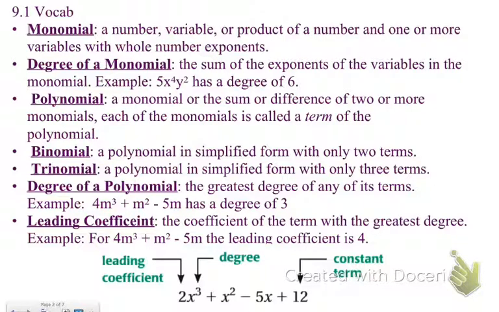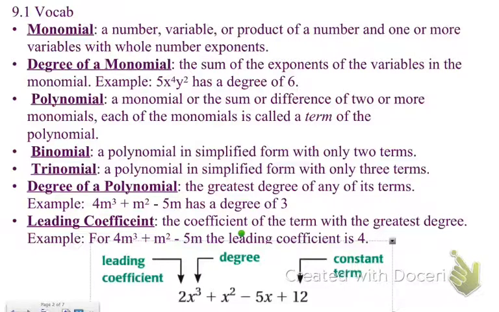So, kind of breaking down the word, poly for polynomial just means multiple or more than one, and monomial just means one. So basically you can think of it as a monomial is just one. So like down here the 2x cubed by itself would be a monomial, but the 2x cubed plus x squared minus 5x plus 12 becomes a polynomial.